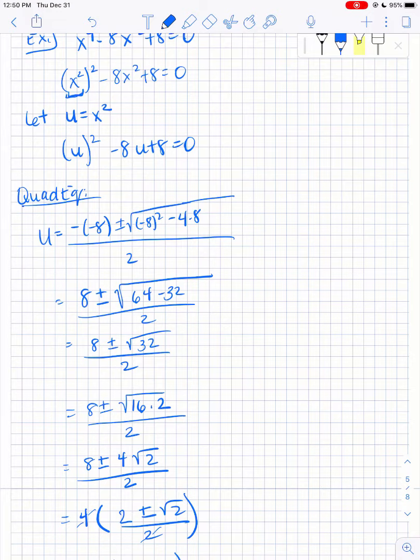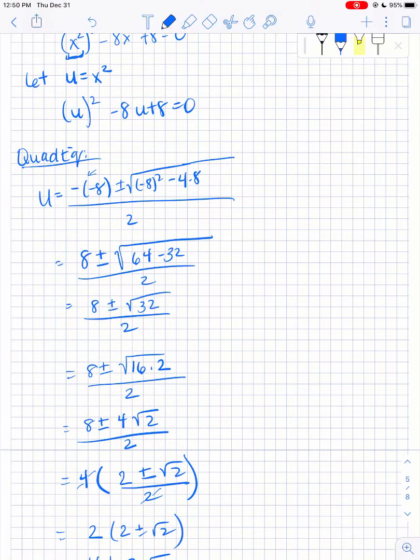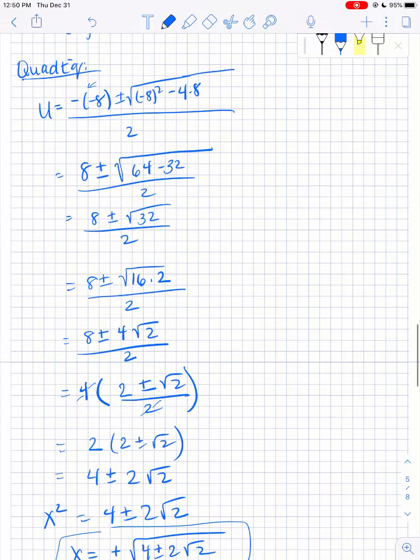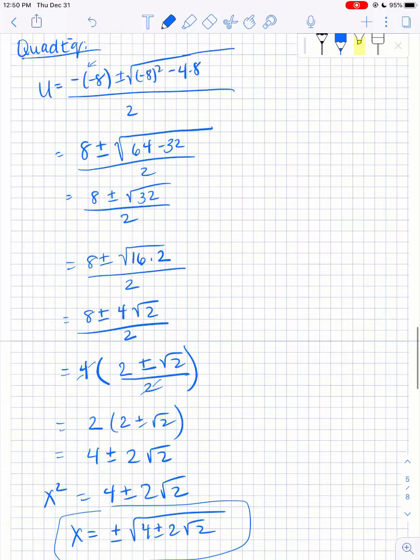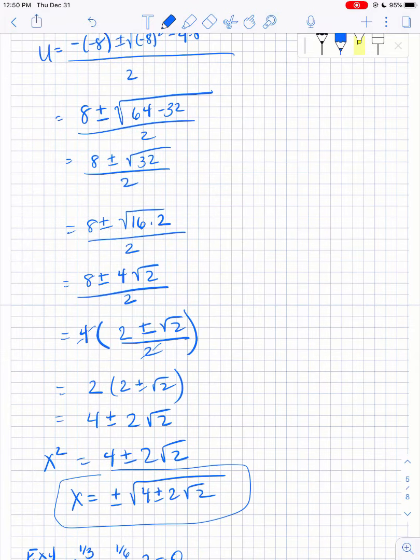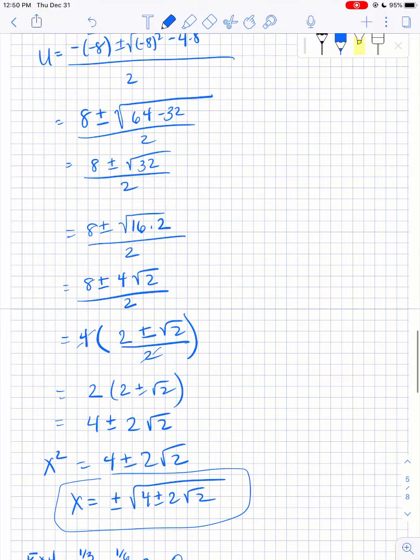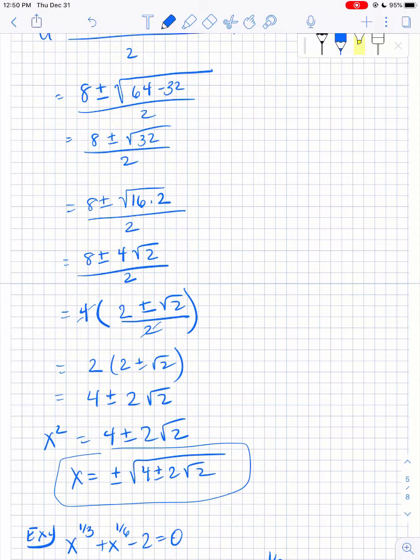And then I have 8, because it turns positive here, plus or minus the square root of 64 minus 32, over 2. So that becomes 8 plus or minus the square root of 32 over 2. And then in the radical, that becomes 16 times 2, because I want to simplify the radical. Since the square root of 32 doesn't have a root, I'm going to break it up into factors to see if there is one. So I have 8 plus or minus the square root.